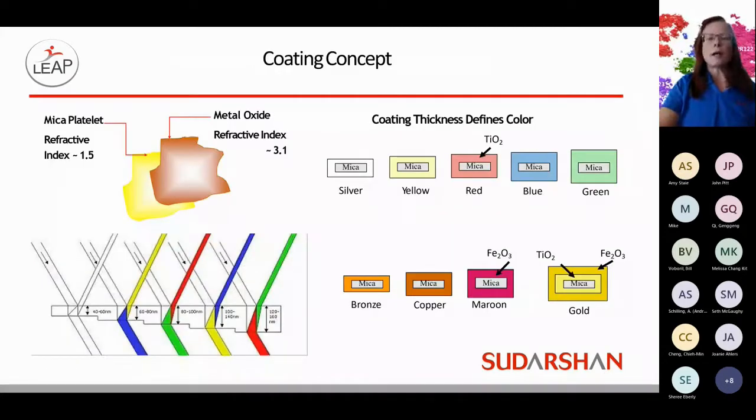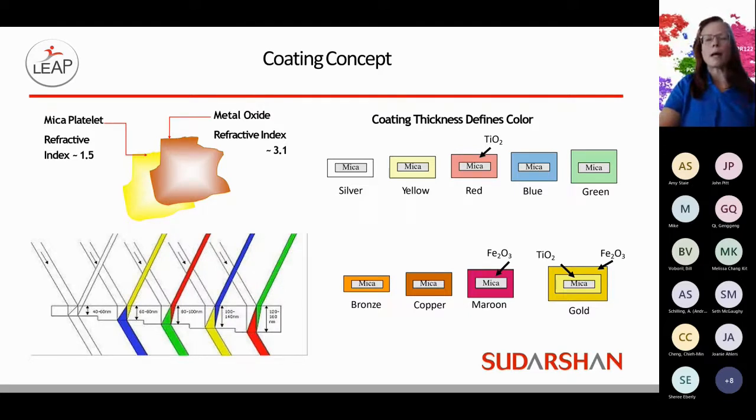So as far as the coatings, the color itself is determined by the thickness of that particular metal oxide. So in terms of the interference colors, where TiO2 is the metal oxide, the silver is going to be the thinnest TiO2 coating, all the way up through green, which will have the thickest coating. So the refractive index will pass through, and because the coating is thicker, it will bend the light differently to be able to create those colors.